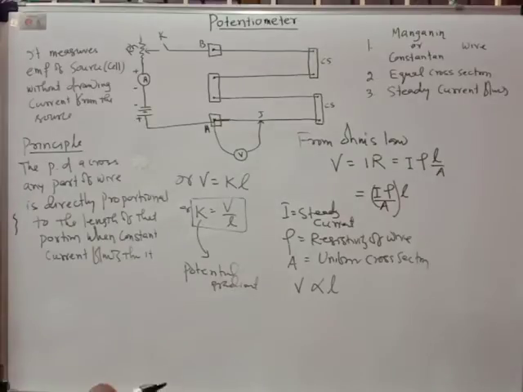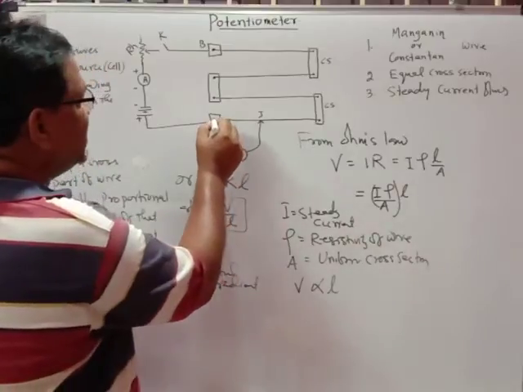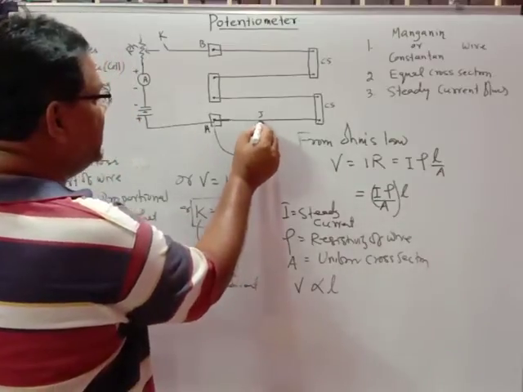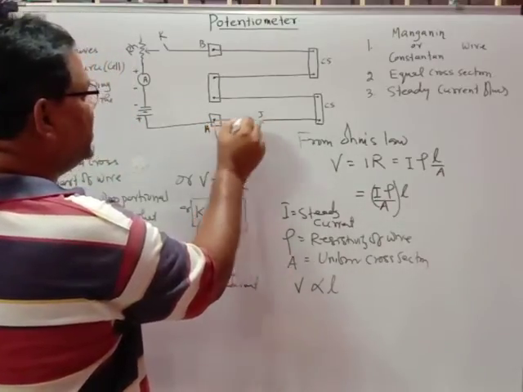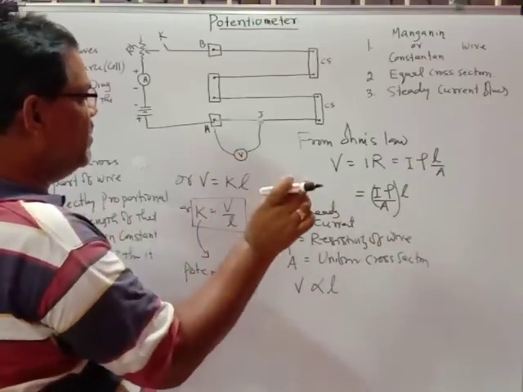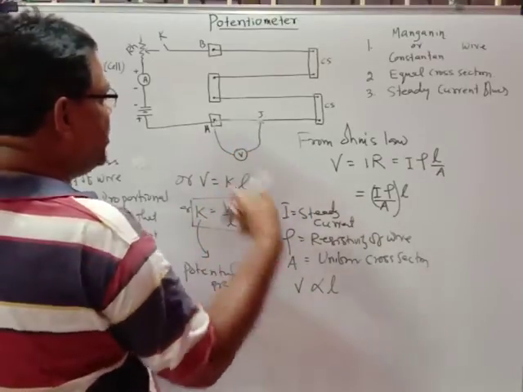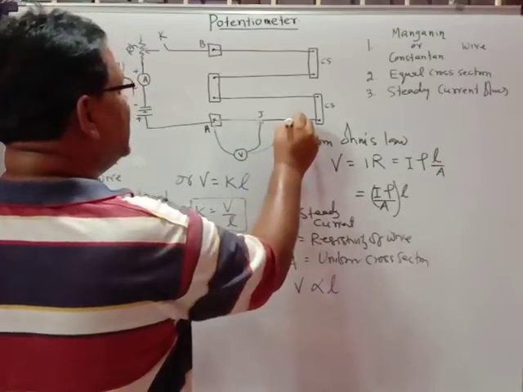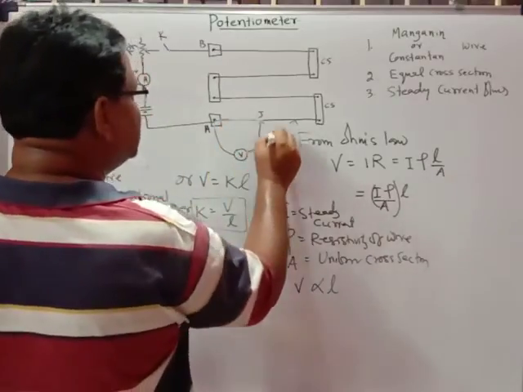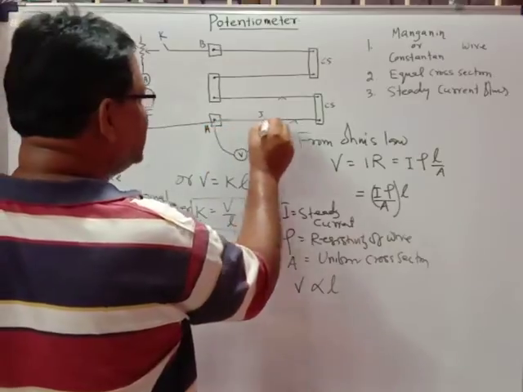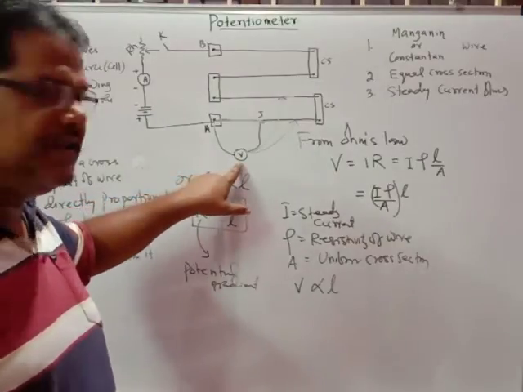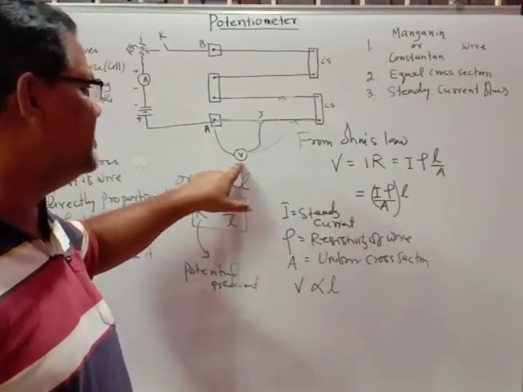Now I would like to tell you clearly what happens here. One voltmeter is connected here. Just look at the working. If you touch the jockey on the wire here, the potential difference across this length is directly proportional to the length, and we find one voltage reading on the voltmeter. If the jockey is touched at another point, we get another reading, which will be more, because the length increases. As the length increases, the voltmeter reading, the potential difference, becomes more and more.